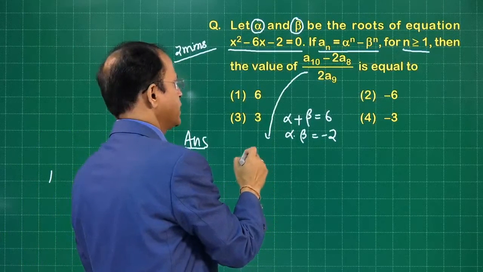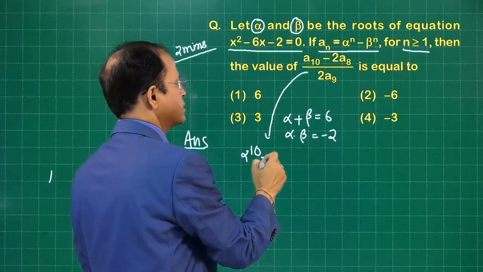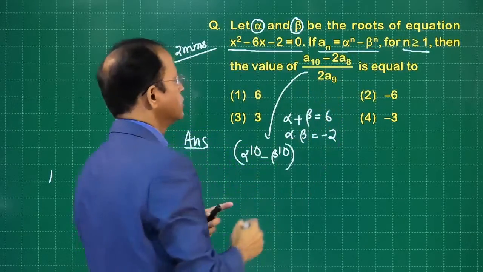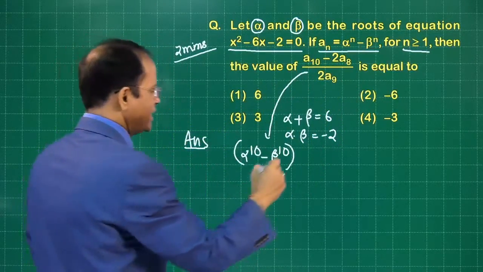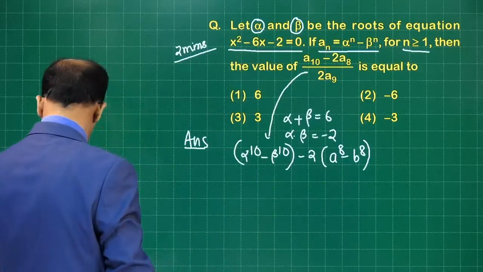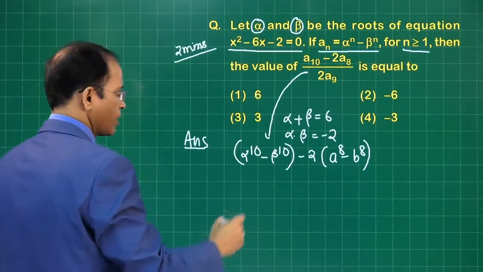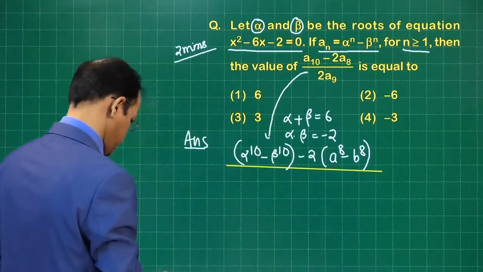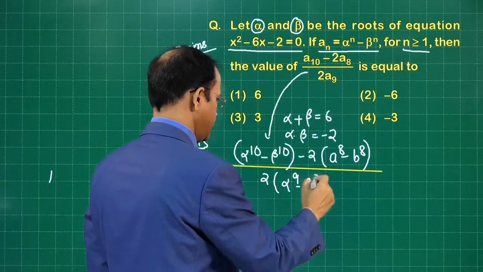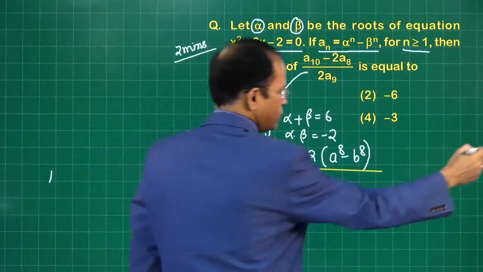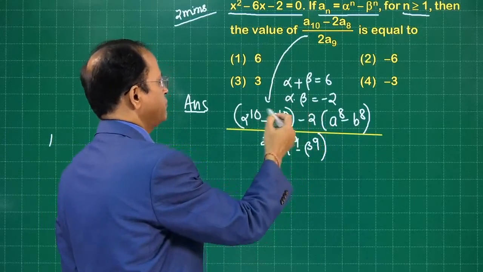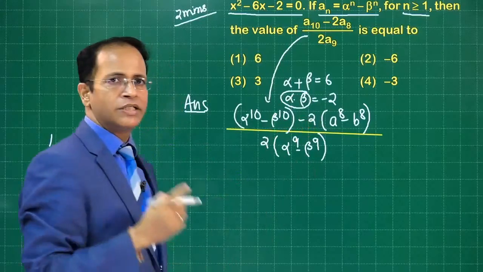We can write alpha raised to the power 10 minus beta raised to the power 10, and in place of a10 we substitute minus 2, times alpha raised to the power 8 minus beta raised to the power 8, divided by 2 times a9, which is alpha 9 minus beta 9. Students, this is a very important thing: minus 2 is going to play a very vital role, because minus 2 is alpha into beta, since we have to take the factors now.